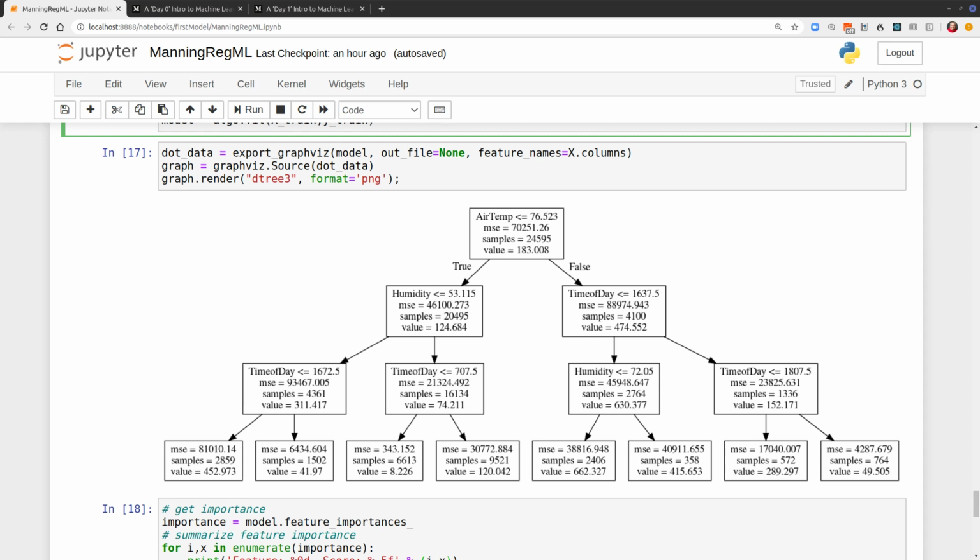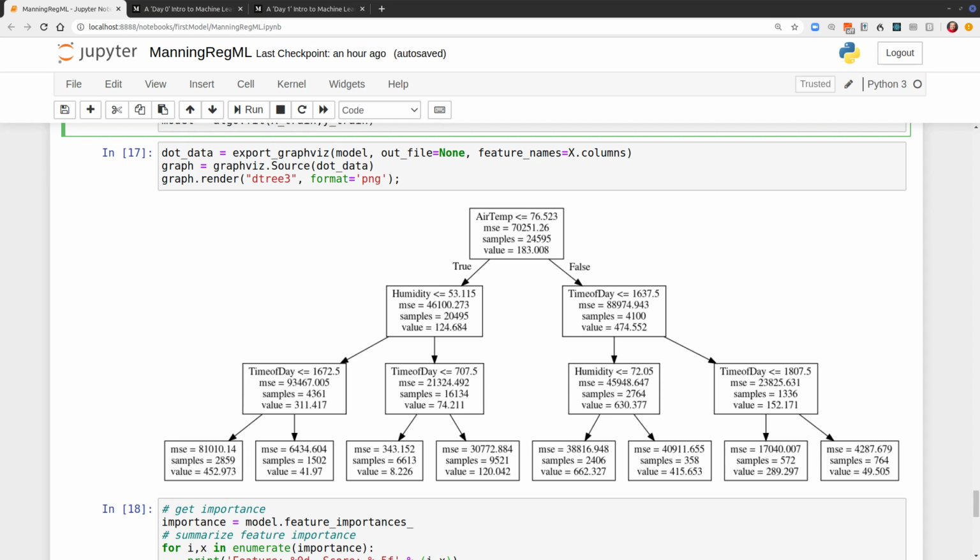When the air temperature is less than 76 degrees and the humidity is less than 53.15, and the time of day is basically less than 5 o'clock, this is in 24-hour format, then you can expect your solar radiation to be around 452 watts per meter squared. Remember, you got some error in there, right? So you could be off by around 100 watts per meter squared. Anytime less than that time or greater than that time, and that makes sense because it's getting dark, right? Your value tends to average around 41.7.